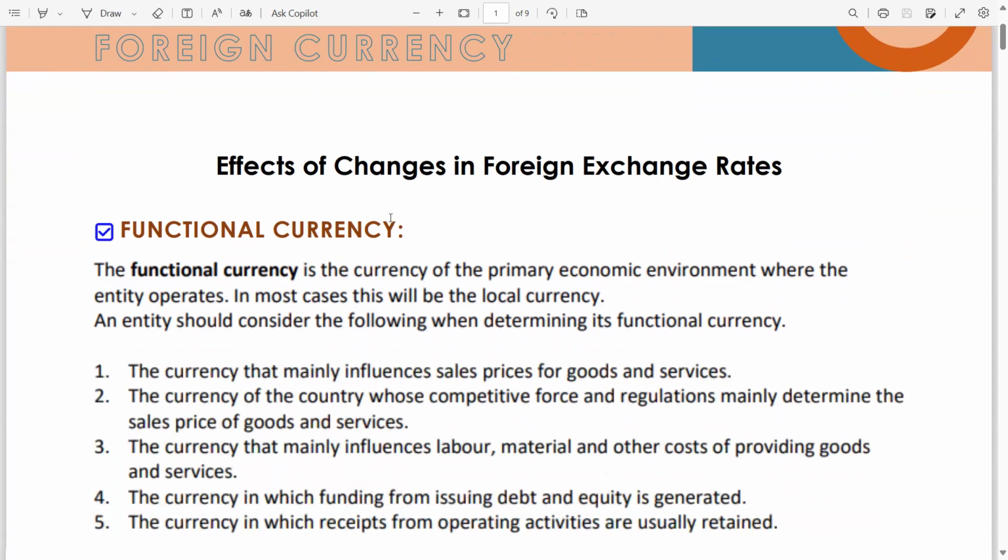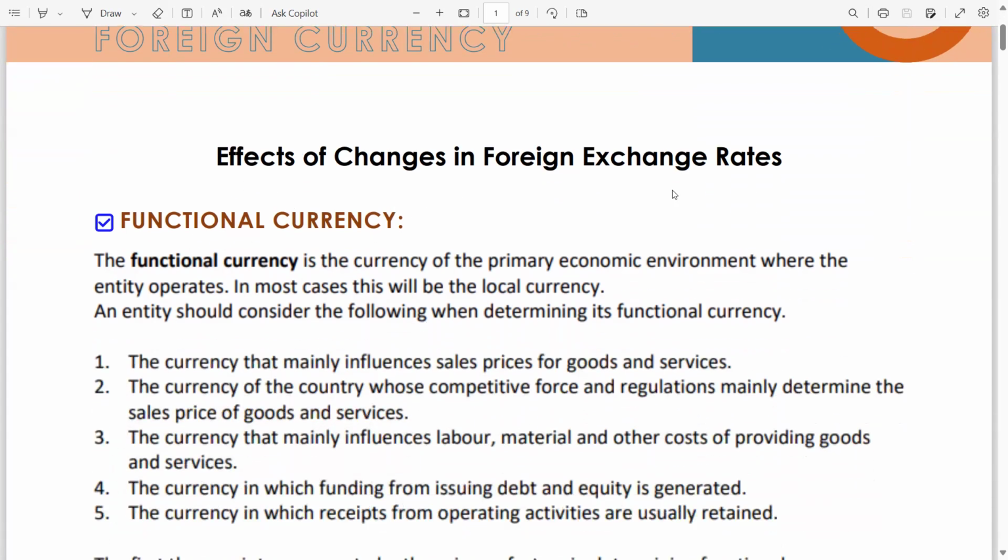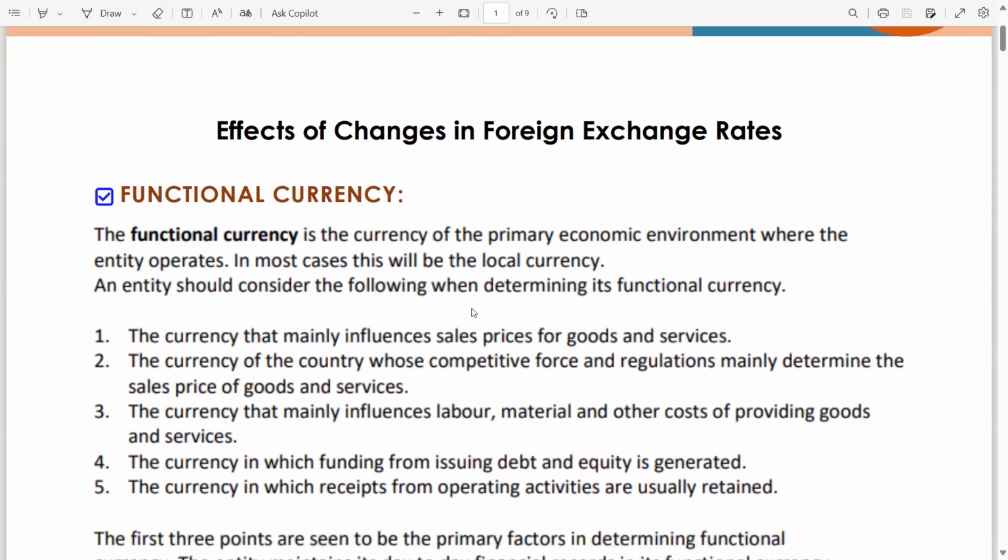Let's read effects of changes in foreign exchange rates. Functional currency: what is the functional currency? You have to read this because the examiner can ask this in a theory question. The functional currency is the currency of the primary economic environment where the entity operates. In most cases, this will be the local currency of that specific region. An entity should consider the following when determining its functional currency.